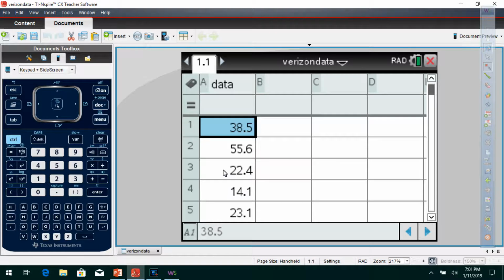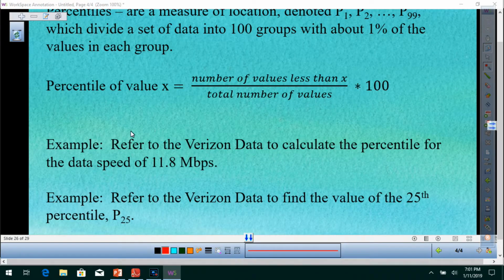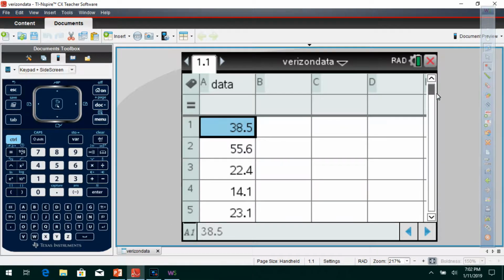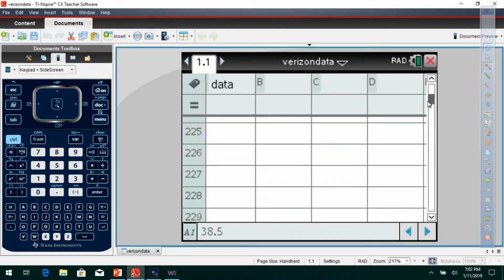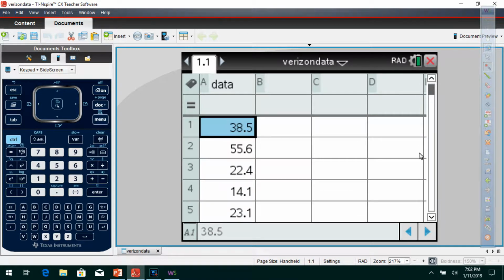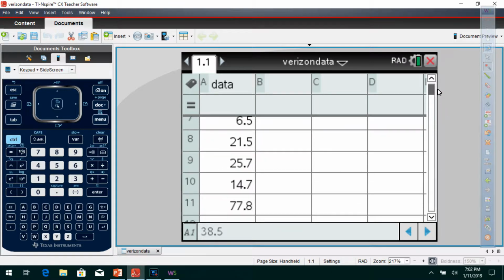I want to find the percentile for 11.8 megabytes per second. Now, if you look, I have 50 data values.